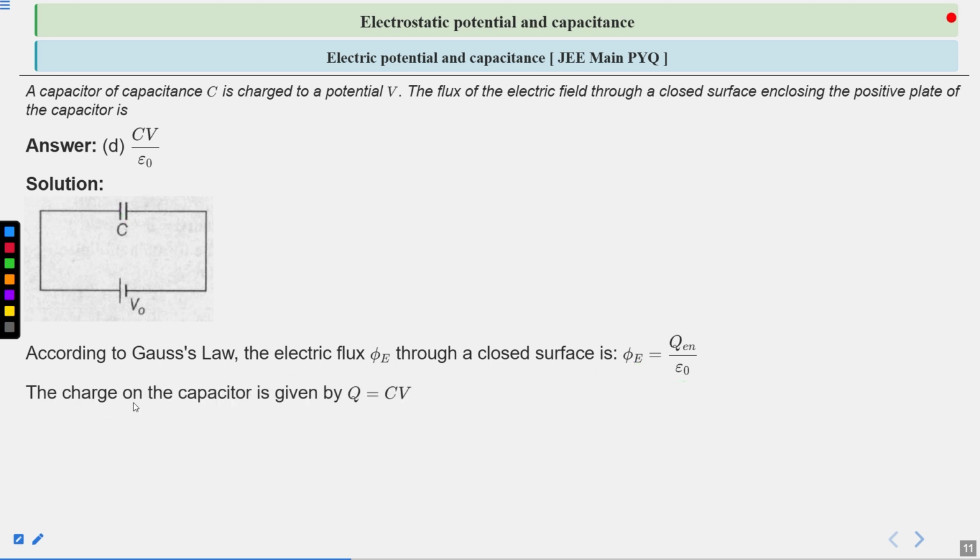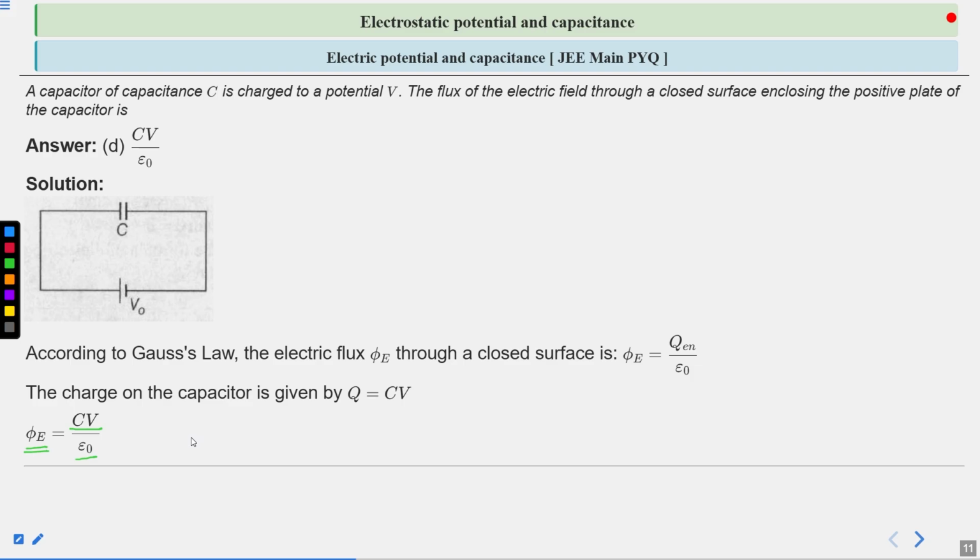Okay, so charge on the capacitor Q, that is on the positive plate, can be given by Q equal to CV. This is the formula. Charge on the capacitor is given by Q equal to CV, and this charge is equal to the charge on the positive plate. So that charge is enclosed by the closed surface. So put this Q in Q enclosed and equal to CV. So flux through that closed surface will become CV upon epsilon naught. Okay, simple.